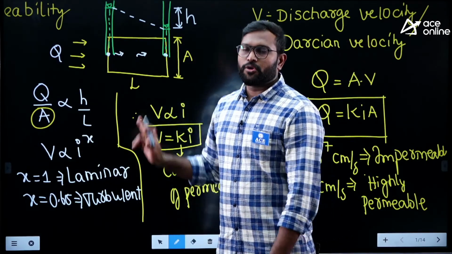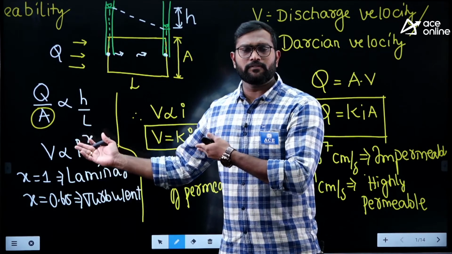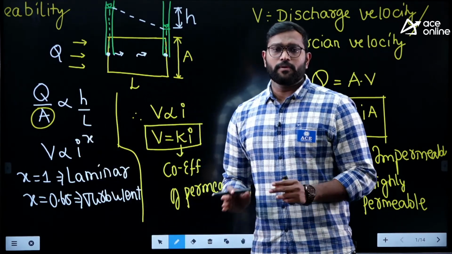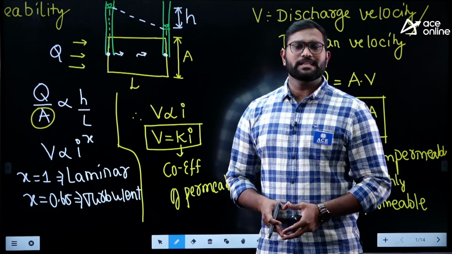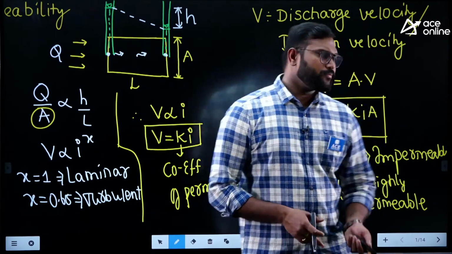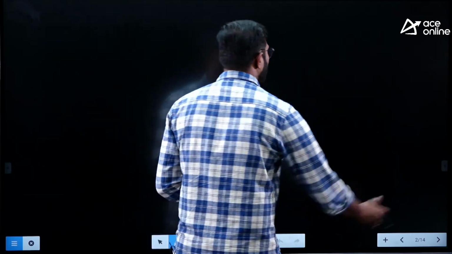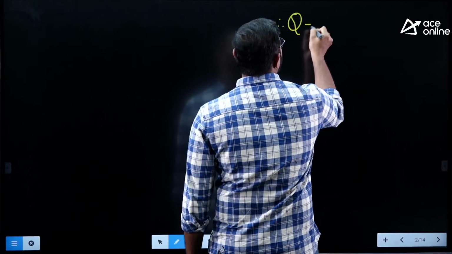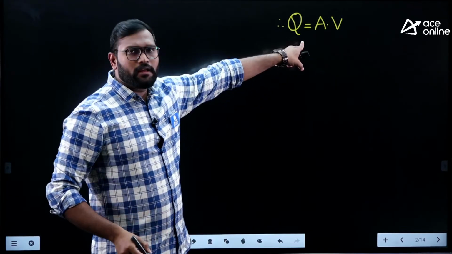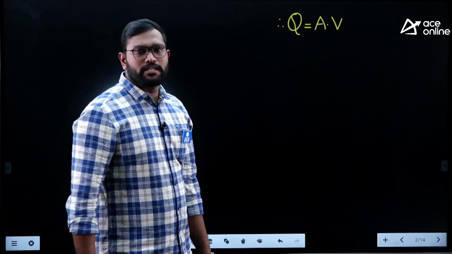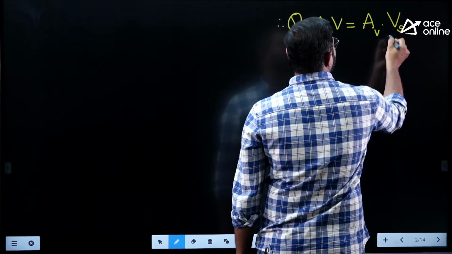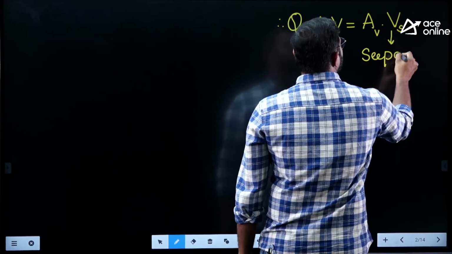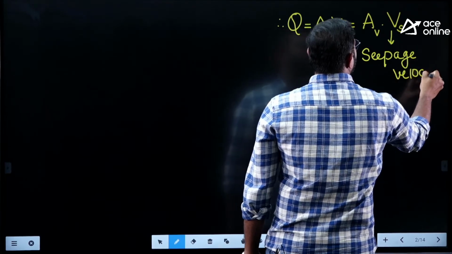Now the point is, total area is not the true area. Then Darcian velocity is not the true velocity. We call it the superficial velocity. Then what is the true velocity, sir? The true velocity is nothing but the seepage velocity. So once we know this, discharge is equal to A1 V1 is equal to A2 V2. If I take the total area, then the velocity is going to be the discharge velocity. And if I take the actual area, that is the area of voids, into Vs, where Vs is nothing but the seepage velocity.